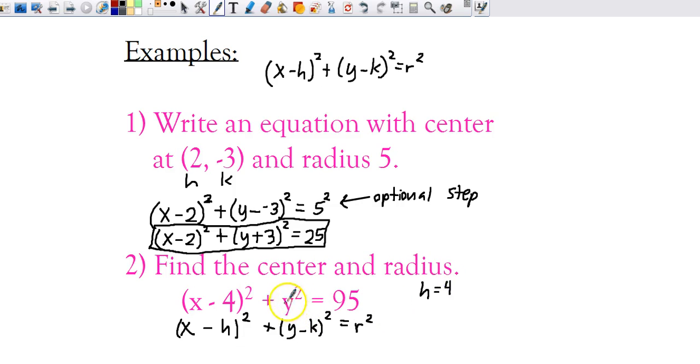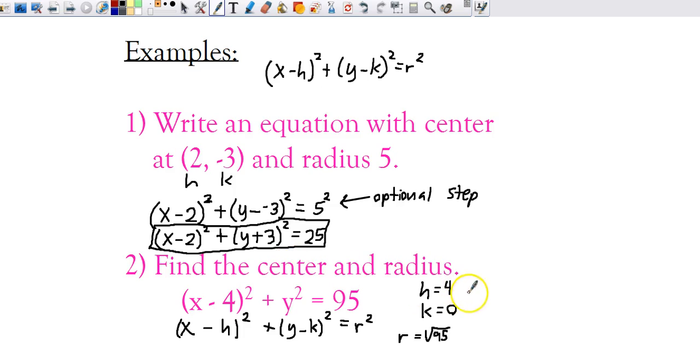If there's no number here, that's the same thing as y minus 0. So k will be simply 0. That's the y coordinate of the center. And because this number here represents radius squared, the radius is going to be the square root of 95. Since 95 isn't a perfect square, I'm going to leave that as the square root of 95. I'm not going to bother getting a decimal for that and making it worse than it has to be.